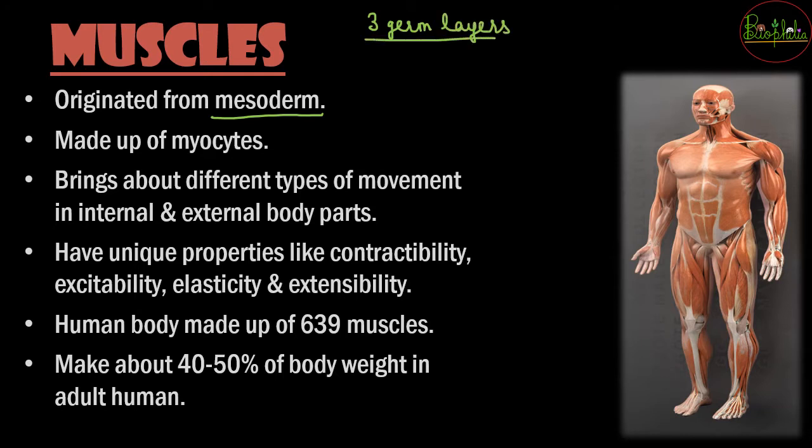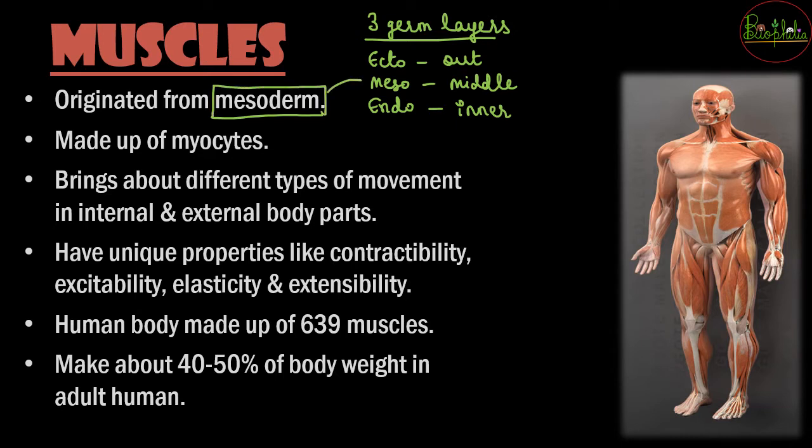Can you name them? The 3 germ layers are the ectoderm, which is the outer layer. You have the mesoderm, which is the middle layer, as in the name meso, M is for middle. And then the innermost is the endoderm. So now you can relate which layer mesoderm is. It is the middle layer of the germ layers.